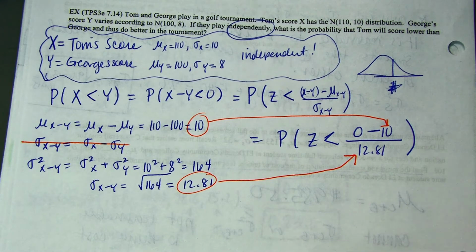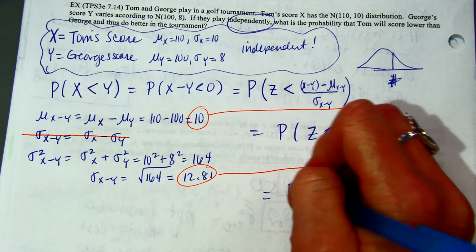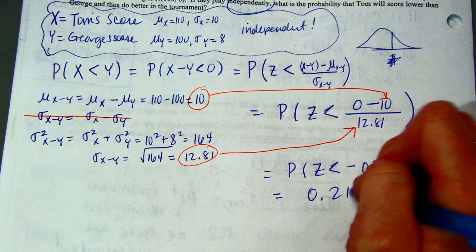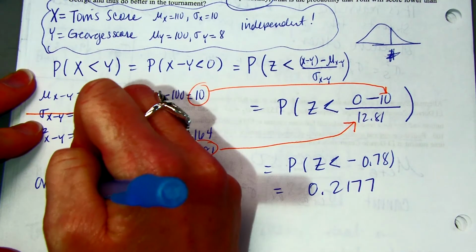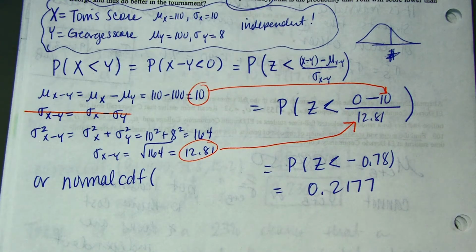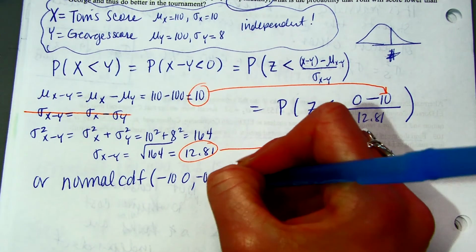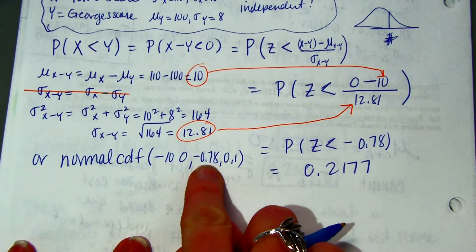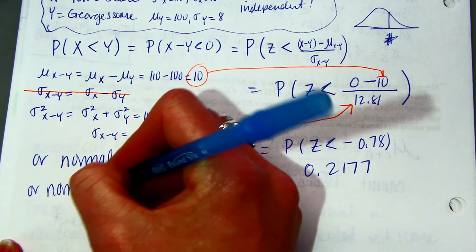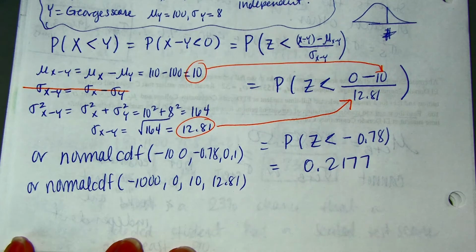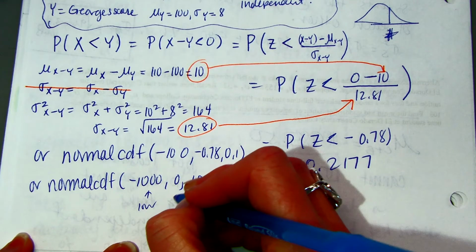So, using your favorite method, you can compute this real quick. Z is less than negative 0.78. Go to your table and find this value, 0.2177. Or, if you prefer, you could do a normal CDF. If I plug in my standardized values, something like negative 100 as the lower bound and negative 0.78 as the upper bound. Or I could do a normal CDF with, say, negative 1000 as the lower bound and 0 as the upper bound, using the mean and the standard deviation that we computed. So you've got several different ways to go about it, as long as you're labeling low value, upper value.